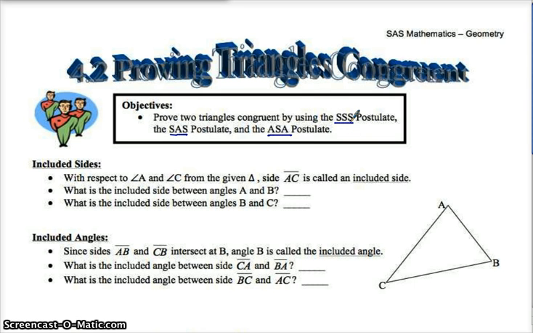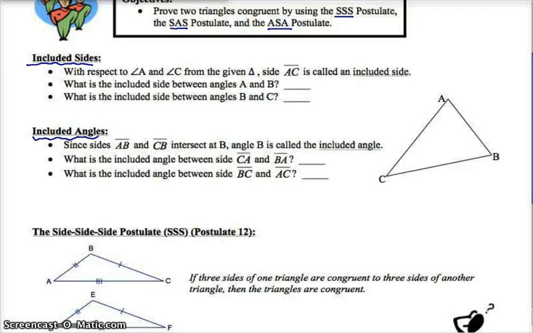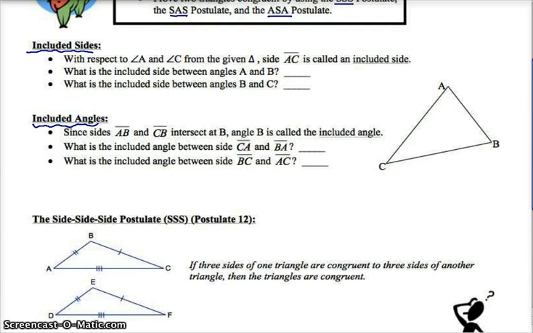But before we can understand those postulates, we need to have some more definitions. So we need to understand what is an included side and what is an included angle. It says, with respect to angle A and angle C from the given triangle, so here's the given triangle ABC over here, side AC is called an included side. So what do you notice the included side is? The included side is the side that connects those two vertices together.